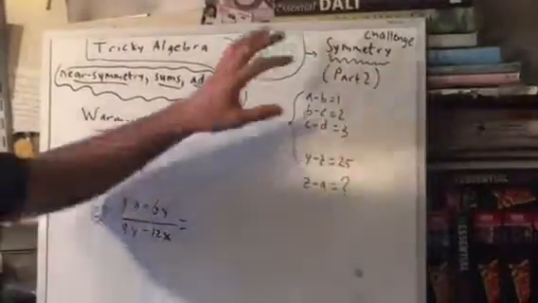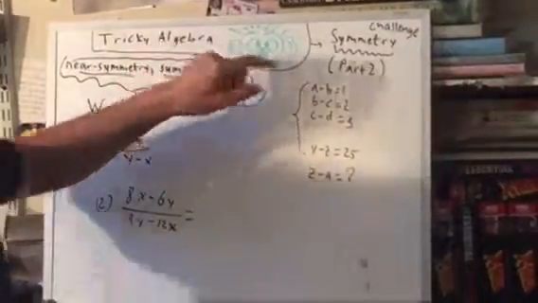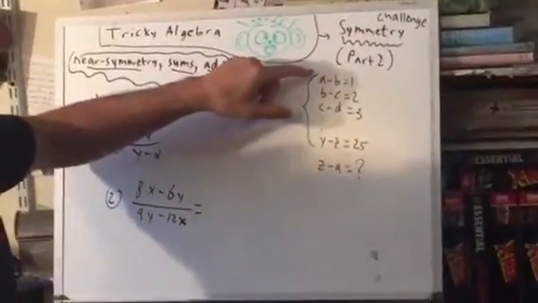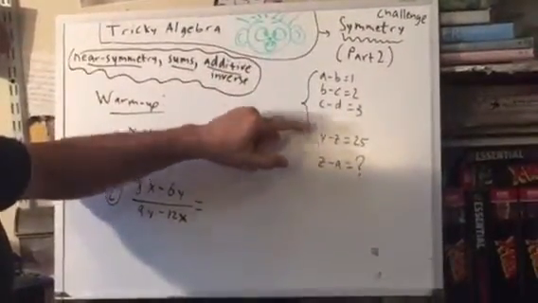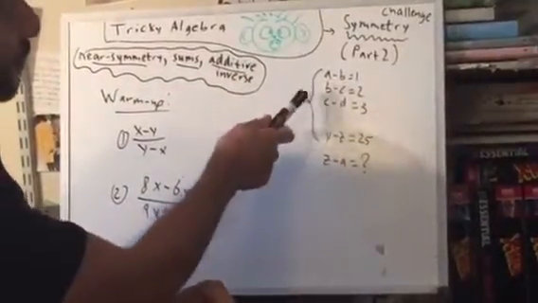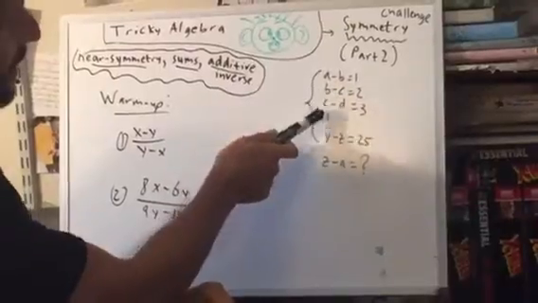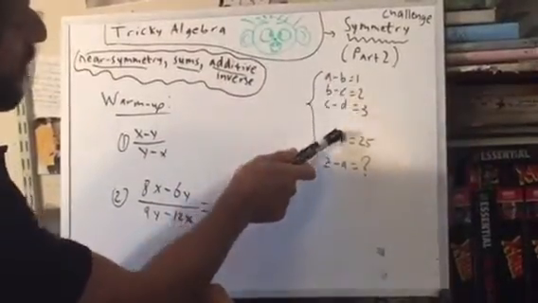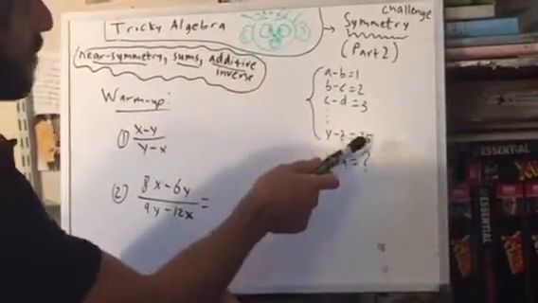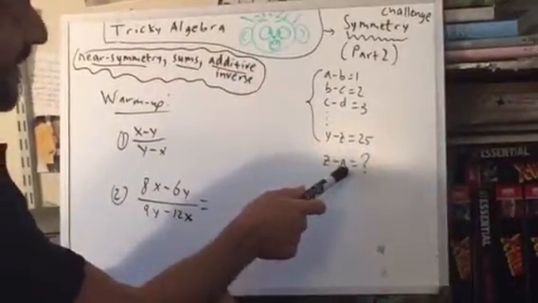In this video, we're going to resume with symmetry, tricky algebra, part 2. So this is going to be a challenge question. So here's the question. We have 25 equations. I didn't list them all out. We have a minus b equals 1, b minus c equals 2, and so forth, all going alphabetically, and this one's one ahead, all the way till we reach y minus z equals 25. So there's 25 of these equations, and the question is, what is z minus a?